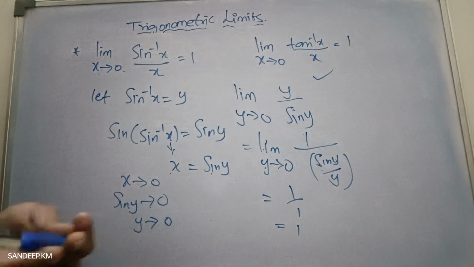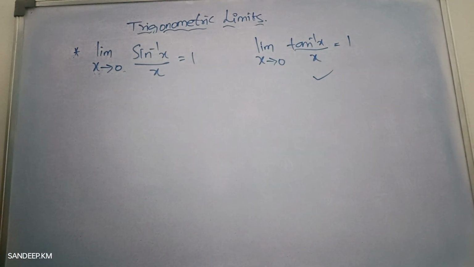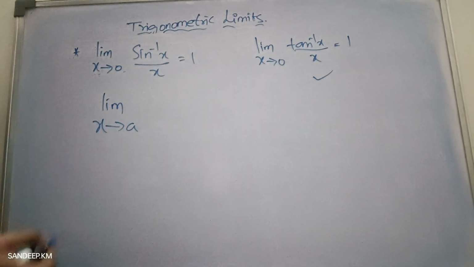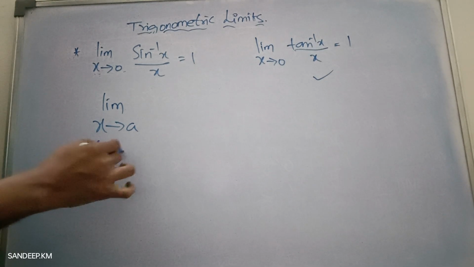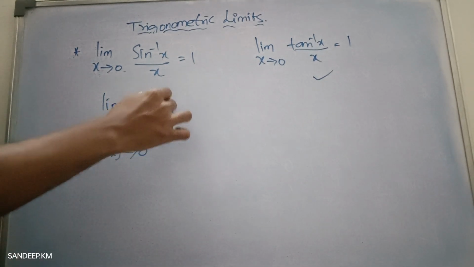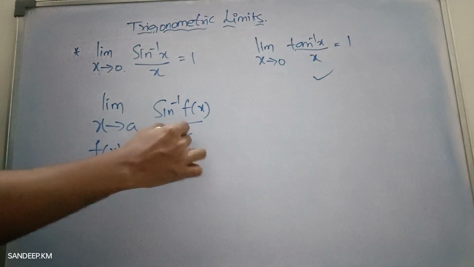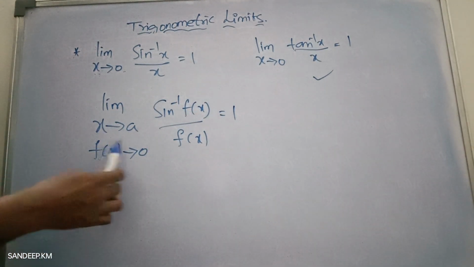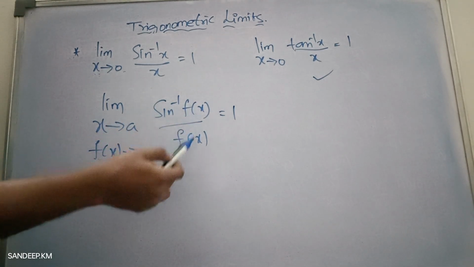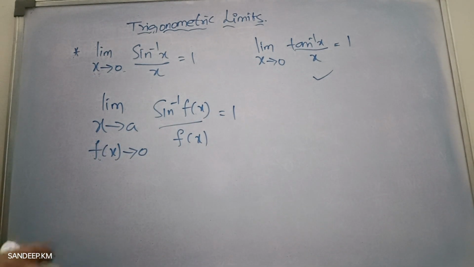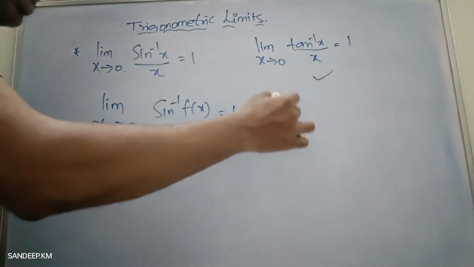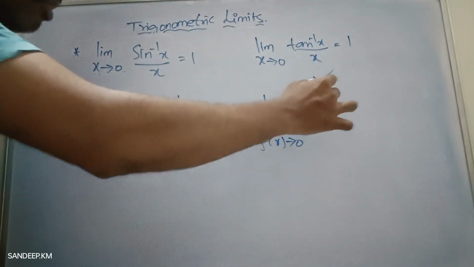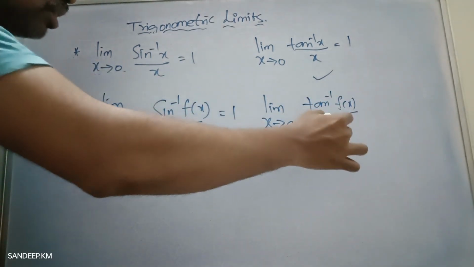You can prove this. And next, a small note here also. So what is that small note? Limit x approaches a. When x is approaching a, if f of x is approaching 0, then sine inverse f of x by f of x, the limiting value of this function is also 1. Similarly, limit x approaches a, if f of x is approaching 0, then tan inverse f of x by f of x is also equal to 1.